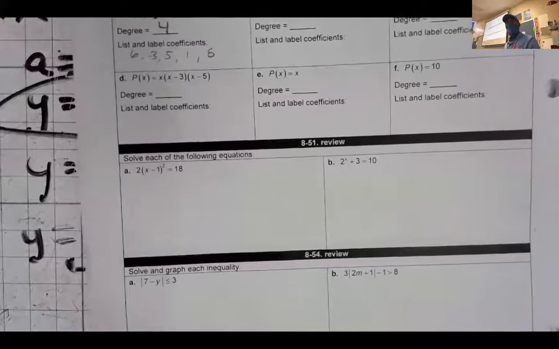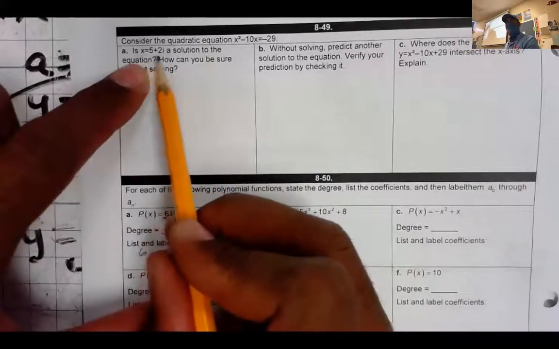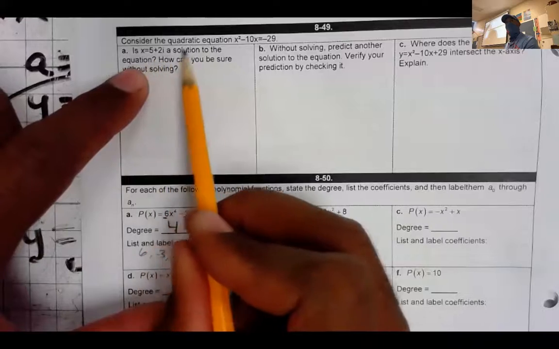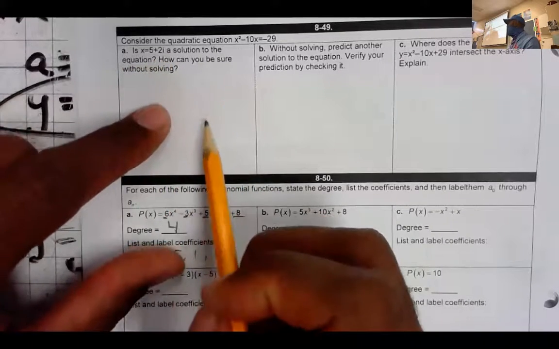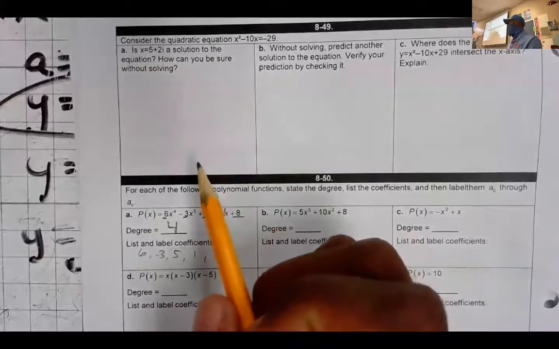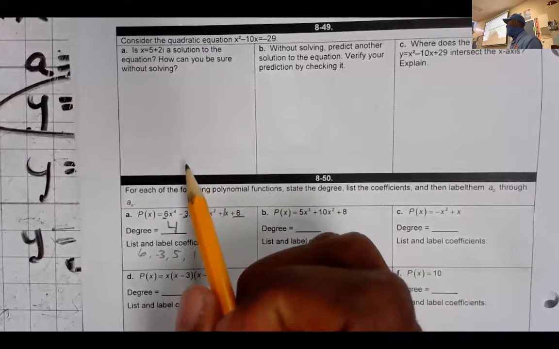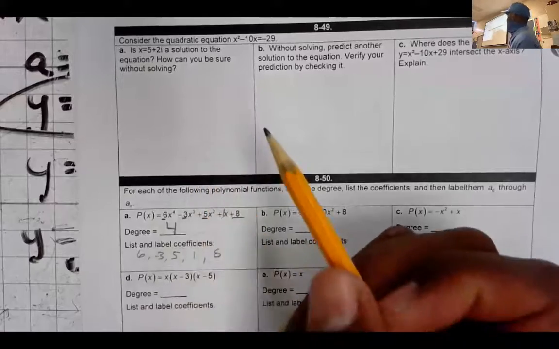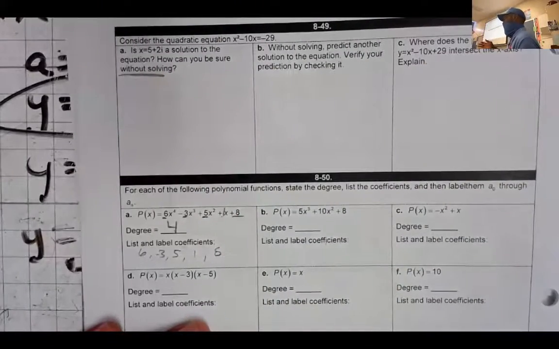Okay, this one up here: is this a solution to the equation? How can you be sure? Well, if you have an answer to an equation, any equation, what can you do to check? Without solving. With any equation you solve, if you get an answer, what can you do with that answer to figure out if it's right or not?